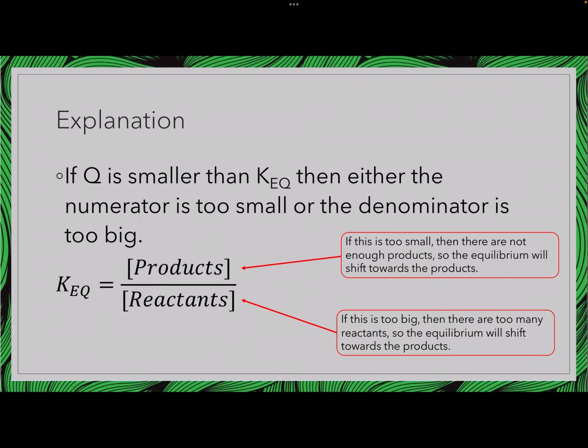If Q is smaller than KEQ, either the numerator is too small or the denominator is too big. So either way, we're going to get that shift towards products. Basically, either we've added some reactants or we've taken away some products, and so it's going to move to try and equalize the change.